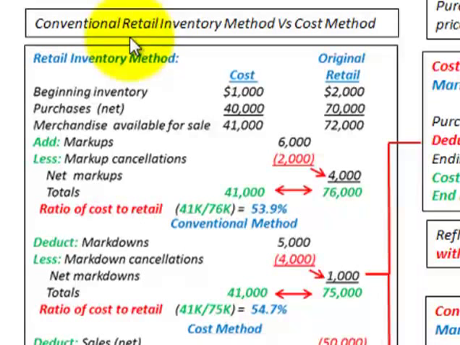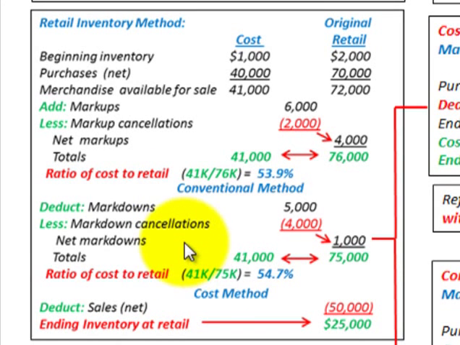What we're going to be looking at here is this conventional retail inventory method, and we're going to be comparing it to the cost method for this retail inventory valuation. All I'm going to be looking at here is how we calculate this ratio of our cost to our retail value, because this is critical when we have to determine our ending inventory at cost.